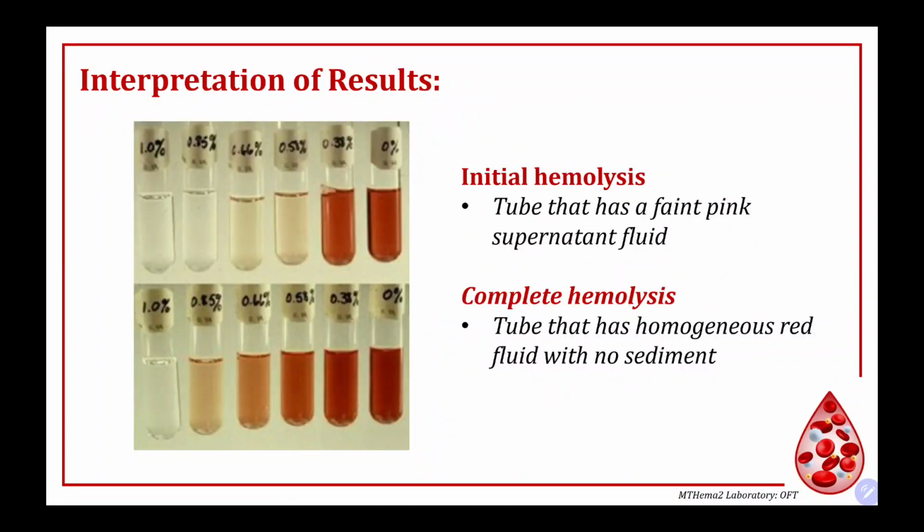Now, for the interpretation of results, we have two hemolysis that we need to observe: the initial hemolysis and the complete hemolysis. When we say initial hemolysis, these are the tubes that have a faint pink supernatant fluid. While when we say complete hemolysis, these are the tubes that have a homogeneous red fluid with no sediment.